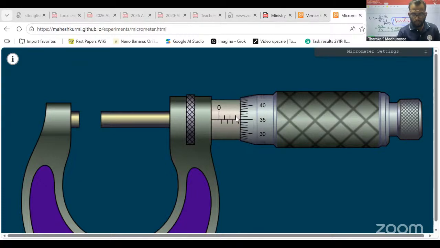0, 1, 2, 3, 3.5 millimeter is the linear scale reading. Then get the part coinciding with the linear scale middle axis, it is 35. Then 35 multiplied by 0.01, the least count, is 0.35. Then 3.5 plus 0.35 is 3.85. 3.85 is the reading.